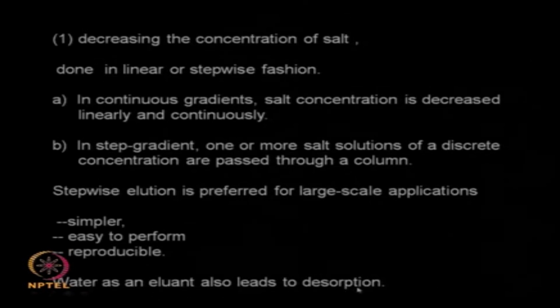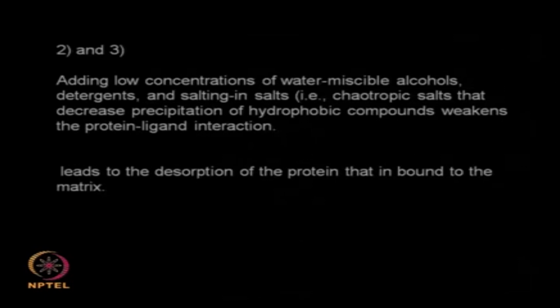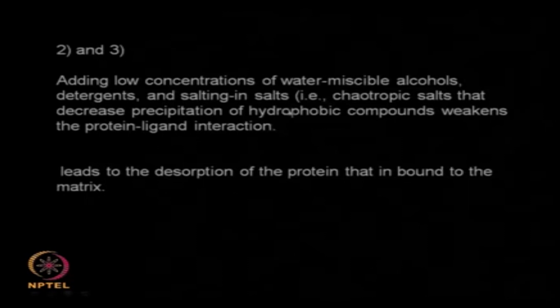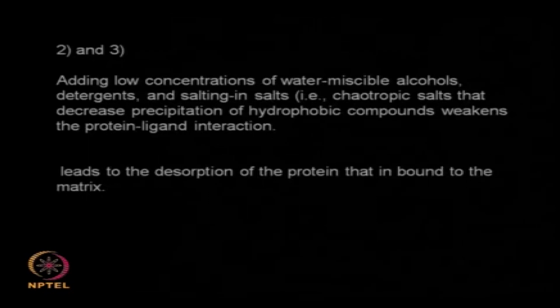Water as an eluent has also been tested, and that also helps in desorption of the protein that is bound. Adding low concentrations of water miscible alcohols, detergents, or salts like chaotropic salts that decrease precipitation of hydrophobic compounds weakens the protein ligand interaction. So this is another way. The first method we looked at is changing the salt concentration, but here we are adding solvents like alcohols, detergents, that is surfactants, or even salting in salts. When you do all these, you are desorbing the protein that is bound to the matrix. So these techniques help you to regenerate your column as well as recover whatever has been bound to the column.